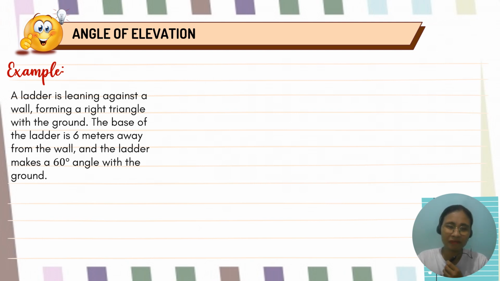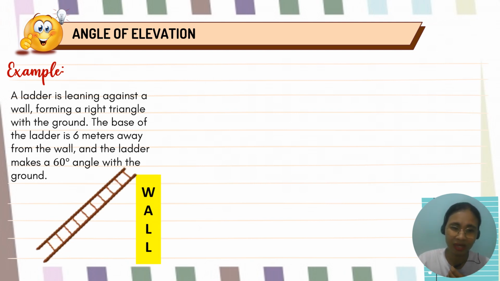the ground. So first thing that you're going to do is we will try to create the illustration based from the given problem. So we have, for example, that is our wall, and we have a ladder that is leaning to it, and then from the given problem we have here the base. So this is the distance. So we have here the base of the ladder is 6 meters away from the wall, meaning from the base of the ladder to the wall that is 6 meters. And then we also have the ladder makes 60-degree angle with the ground. So meaning this one that measures 60 degrees.